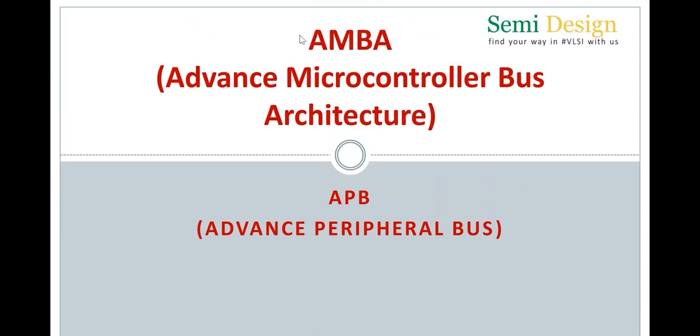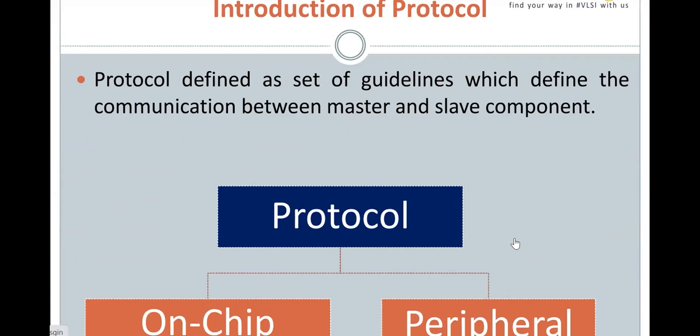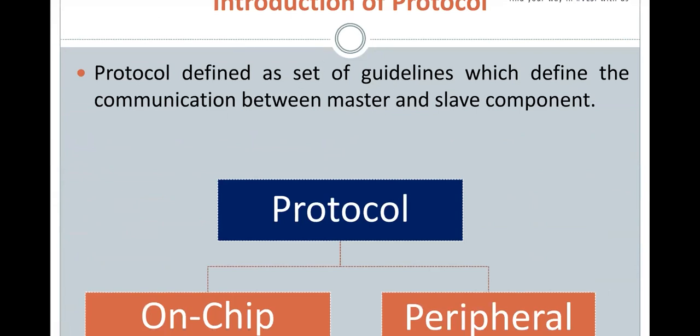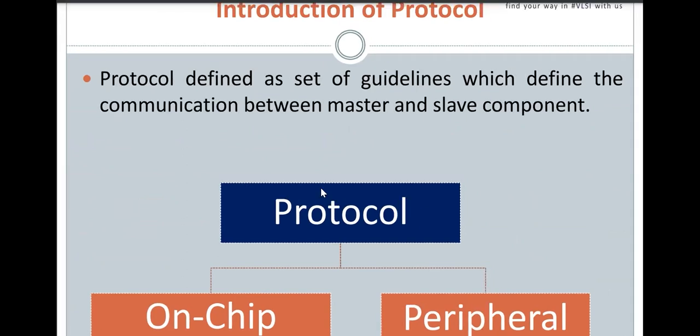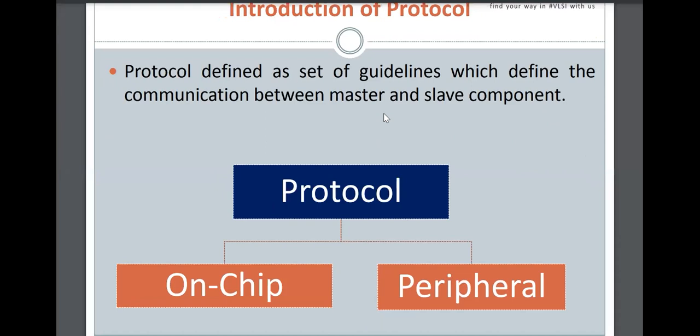Can you tell me, does anyone have any idea on this APB protocol? No? Okay. First, introduction to the protocol. Already we have discussed what is meant by a protocol. Protocol means a set of rules, based on which we handle intra-system or inter-system communication, parallel communication, serial communication, half duplex communication, full duplex communication. Like that, we follow different types of guidelines. Whenever we are transmitting data from one device to another device, we follow all these things, so that is nothing but the protocol.